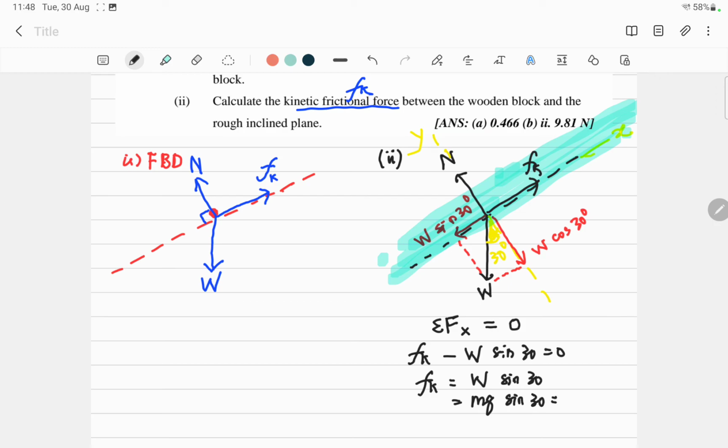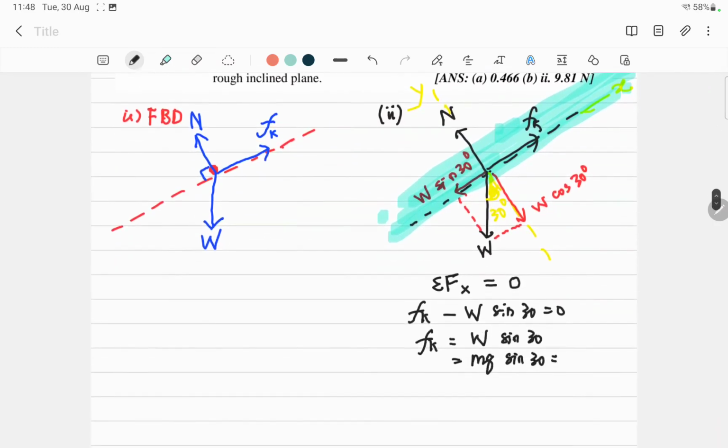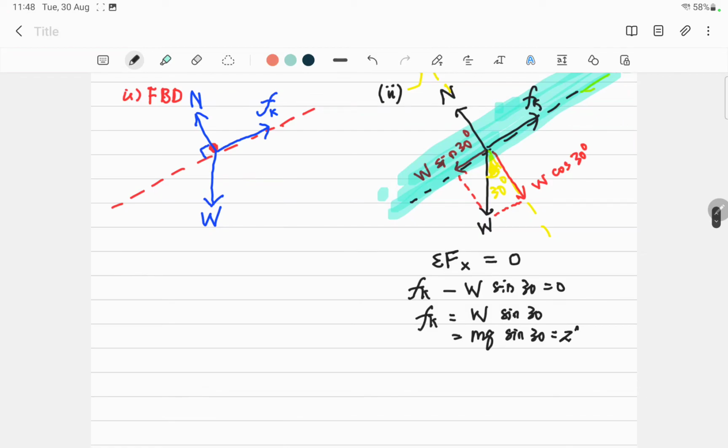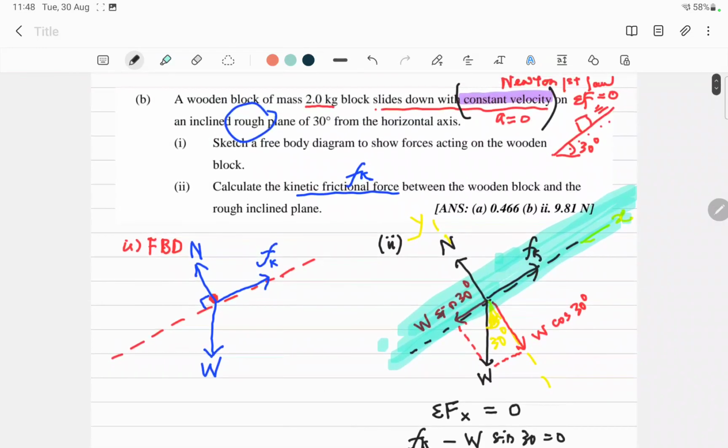The mass of the block is given as 2 kg. So 2 times 9.81 times sin 30. Then you can pause the video to do the calculations. You will get the kinetic frictional force acting is 9.81 Newton. Then we have solved question 15b.